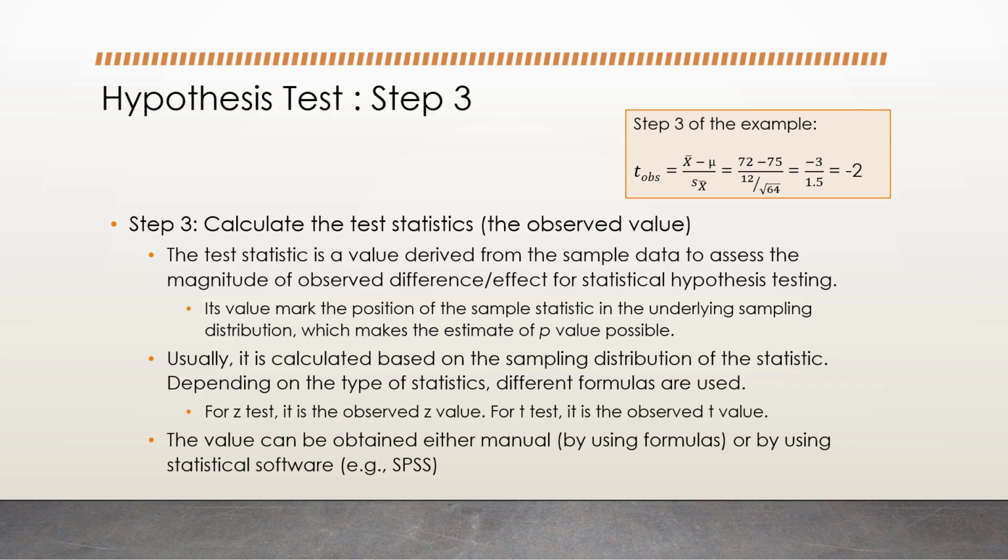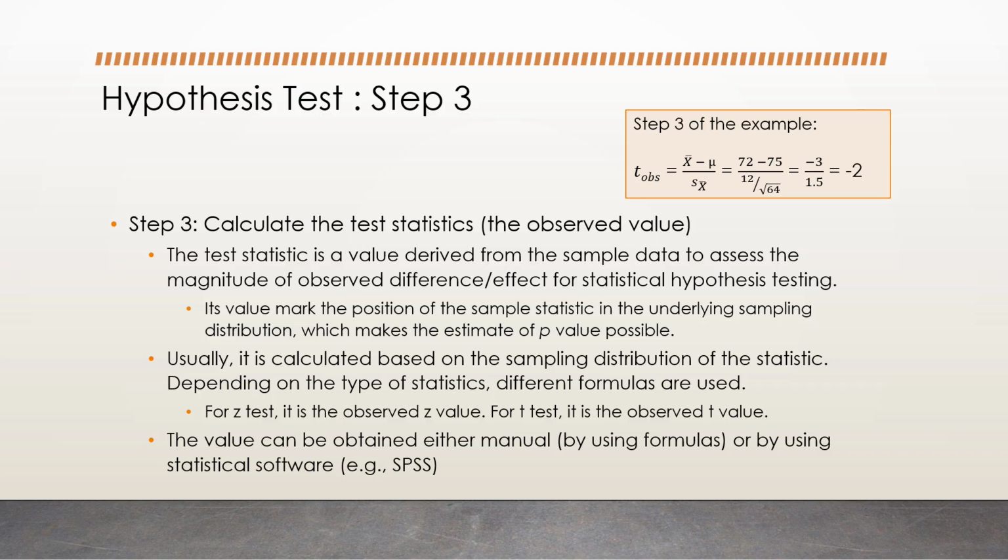The test value is what we use to assess the magnitude of the observed difference or effect. By locating this test value within the sampling distribution, we can estimate its probability of occurrence, which is called the p-value, under the assumption that the null hypothesis is true. Remember, the test value is always calculated based on the sampling distribution. Different statistics have different formulas.